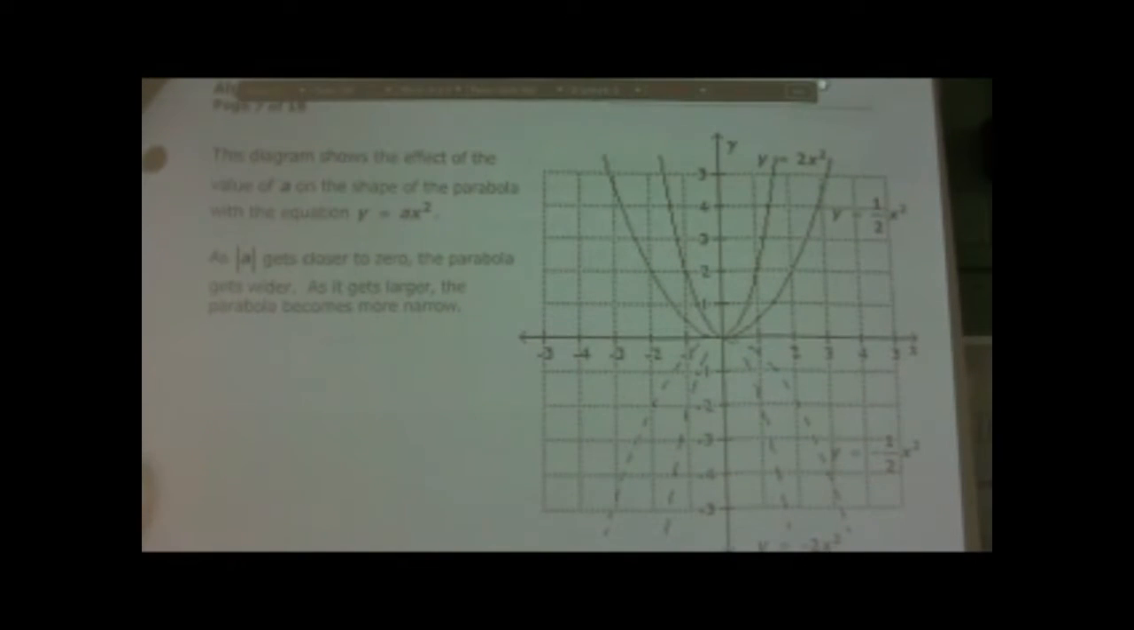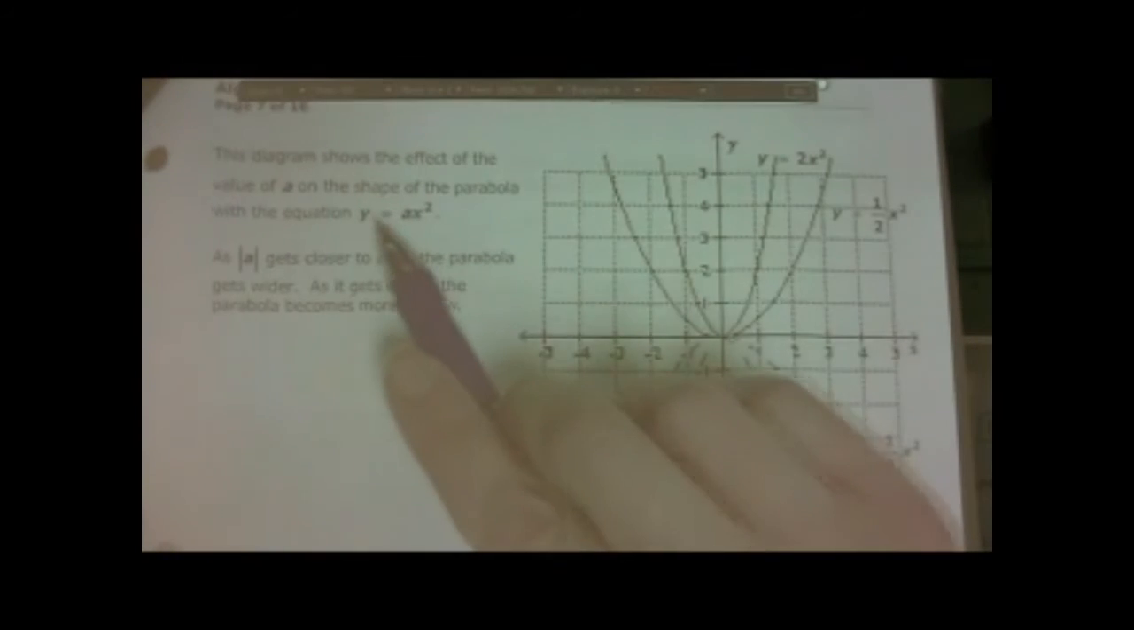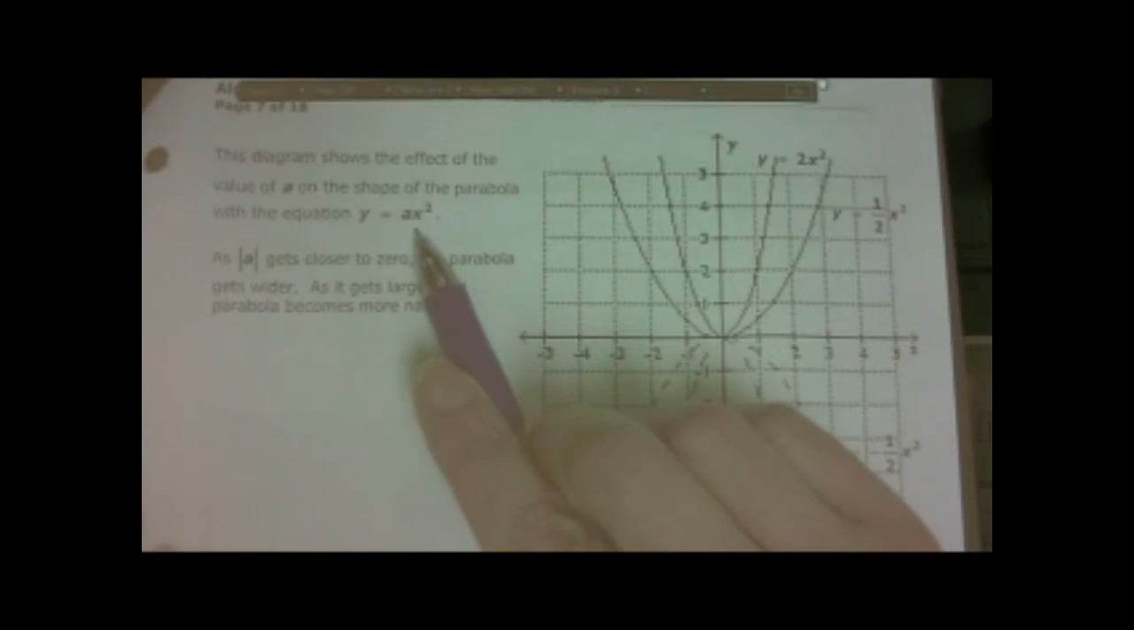Okay, I have a lot of parabolas on this particular graph. This diagram shows the effect of the value of a on the shape of the parabola. And this parabola has the vertex 0, 0. So h and k are 0, so it's just y equals ax squared.